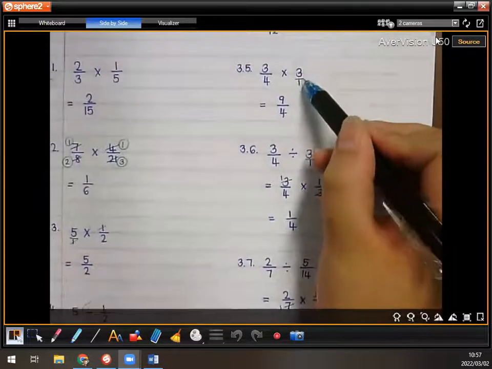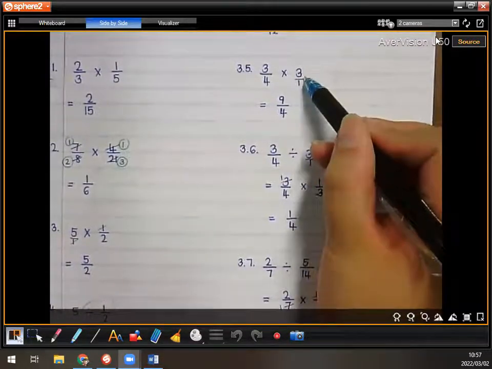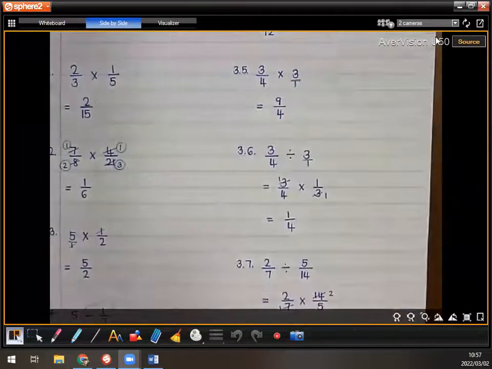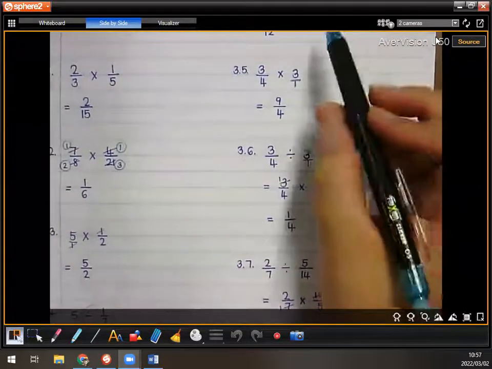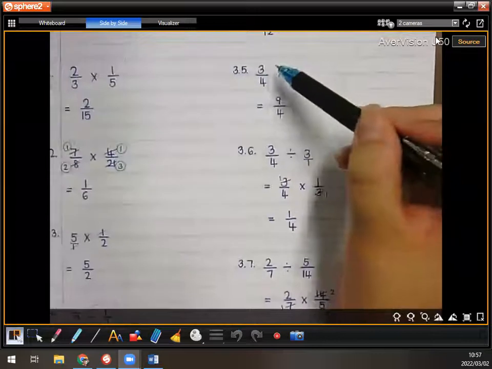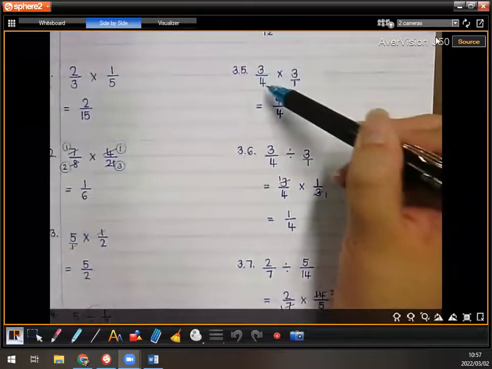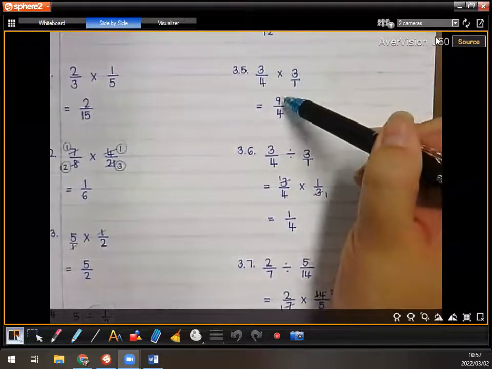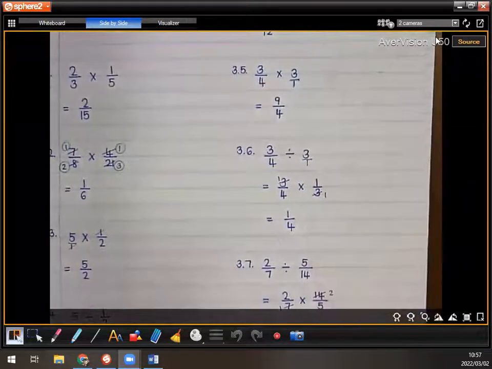Again, I had a 3, which I just wrote as a 3 over 1. So guys, you can see I literally just took a different kind of pen and I just put an over 1 there underneath the 3. You can do that as well. Okay, now here, 3 and 1, I can't cancel. 4 and 3, I can't cancel. So you're left to just multiply those and multiply those. Okay, 3 times 3 is 9, and 4 times 1 is 4.